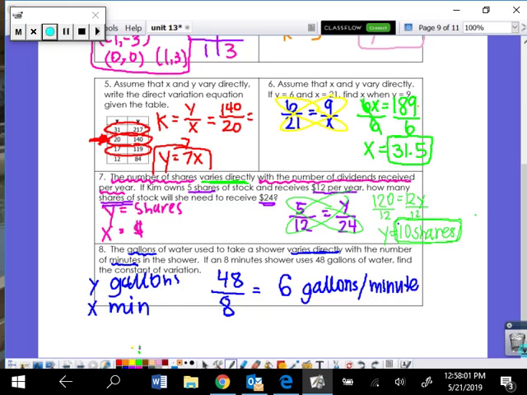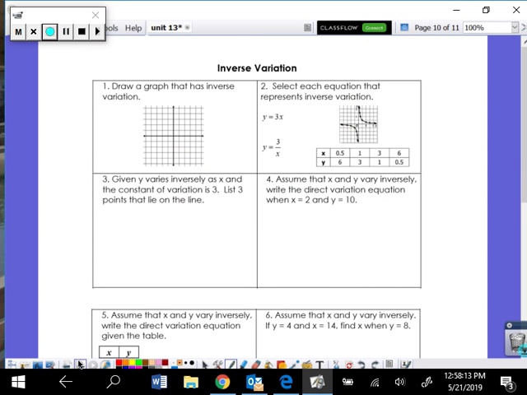So those are our direct variation problems. Going to the back, we've got inverse variation. A lot of these problems are similar to direct variation, but instead of using our direct variation equations, we just want to use inverse variation. So inverse variation is y equals k divided by x, and k equals x times y.